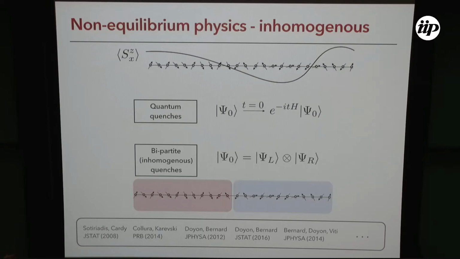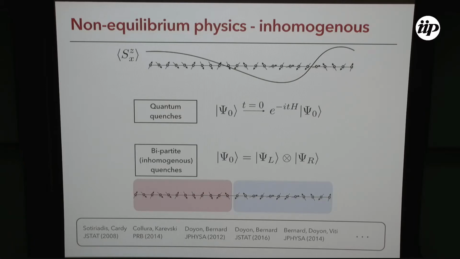But recently, there has also been a study of what are called inhomogeneous quenches. So in a sense, your initial state is not translationally invariant. And the easiest implementation of this is by doing a bipartite quench. For example, your initial state is a tensor product of two states, a left state and a right state. In a sense, this is like the old problem of statistical mechanics, of having a hot bath and a cold bath, and then you release and see what happens.